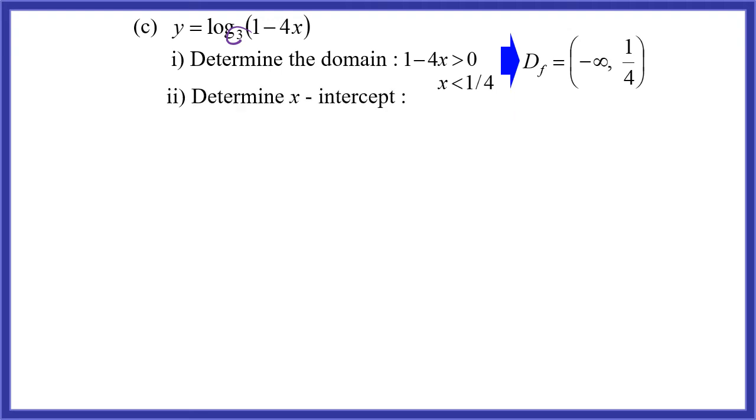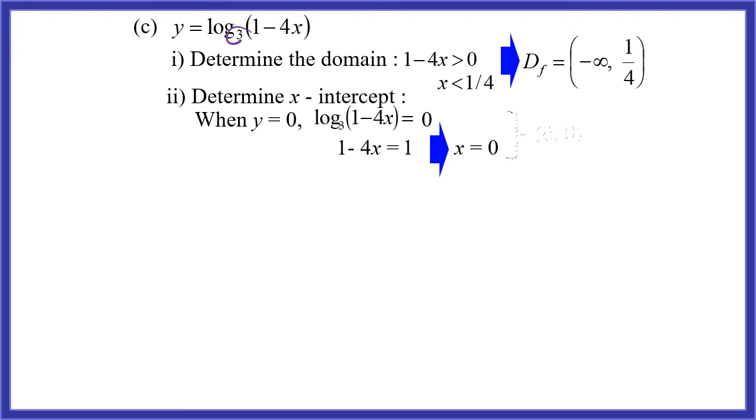And then the x-intercept. When y equals 0, log base 3 of 1 minus 4x is equal to 0. So 1 minus 4x is equal to 3 to the power of 0, which is equal to 1. So 4x is equal to 0, so x is equal to 0. So we have the point (0, 0).